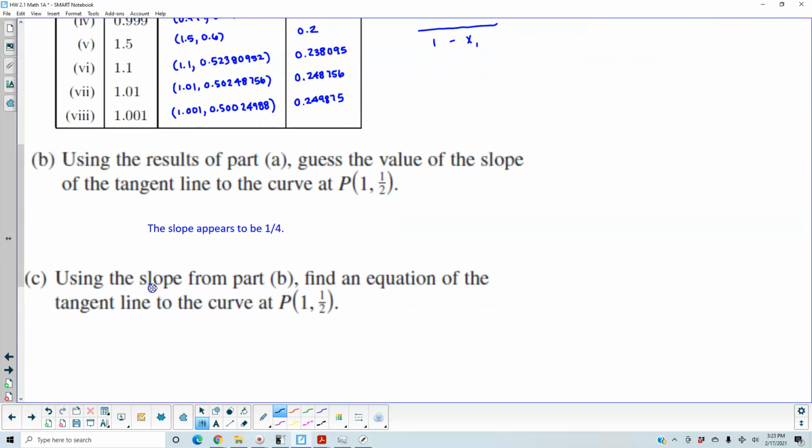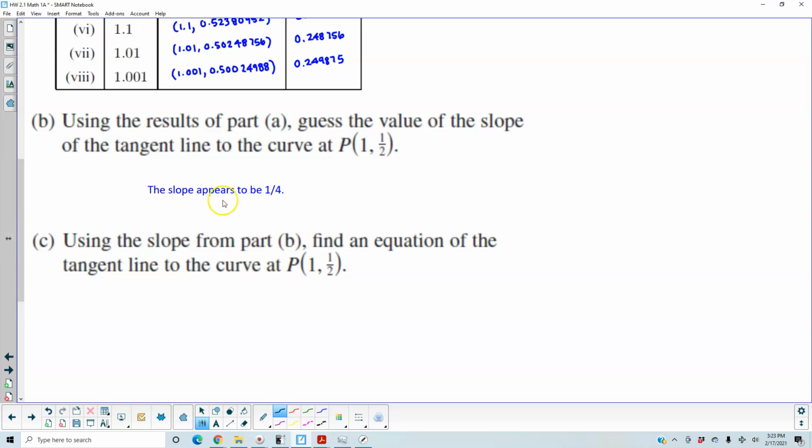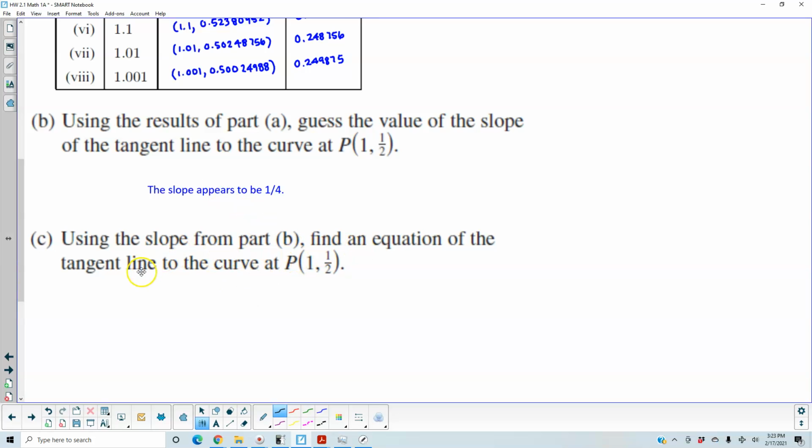And so the next question, part C, says, using the slope from part B, find an equation of the tangent line to the curve at (1, 1/2). We know that our slope is 1/4. We know that the point is (1, 1/2). So we can use the point-slope form: y minus y1 equals m times x minus x1.